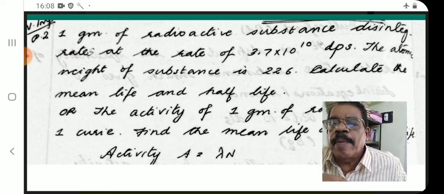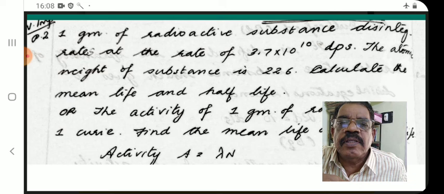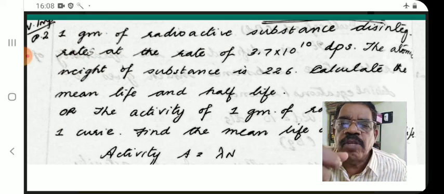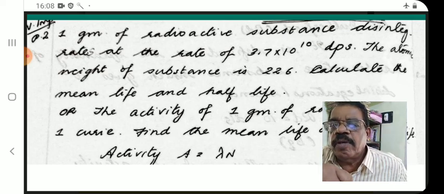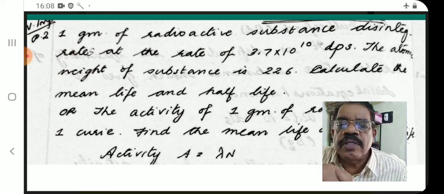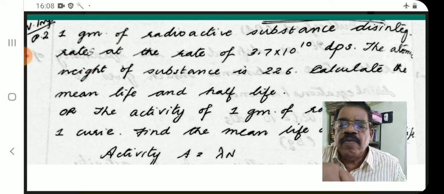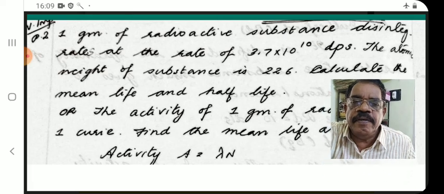You look here, 1 gram of radioactive substance disintegrates at the rate of 3.7 into 10 raised to 10 dps. So this is the activity. The atomic weight of the substance is 226. Calculate the mean life and the half-life.